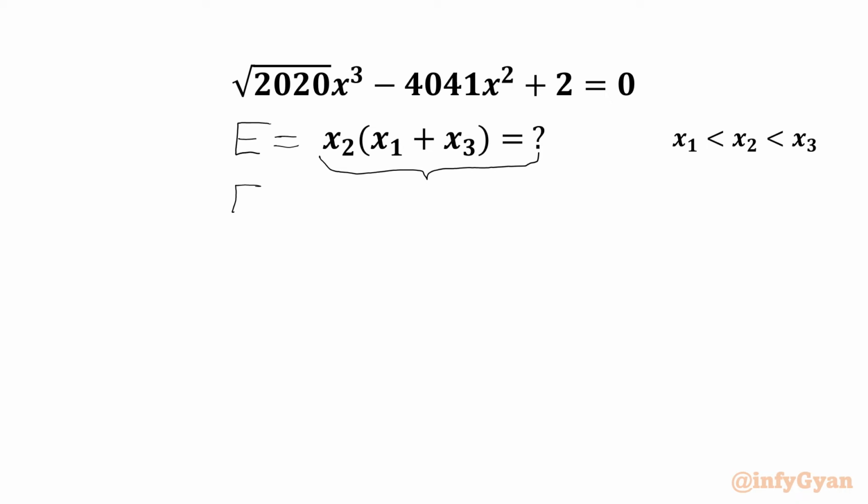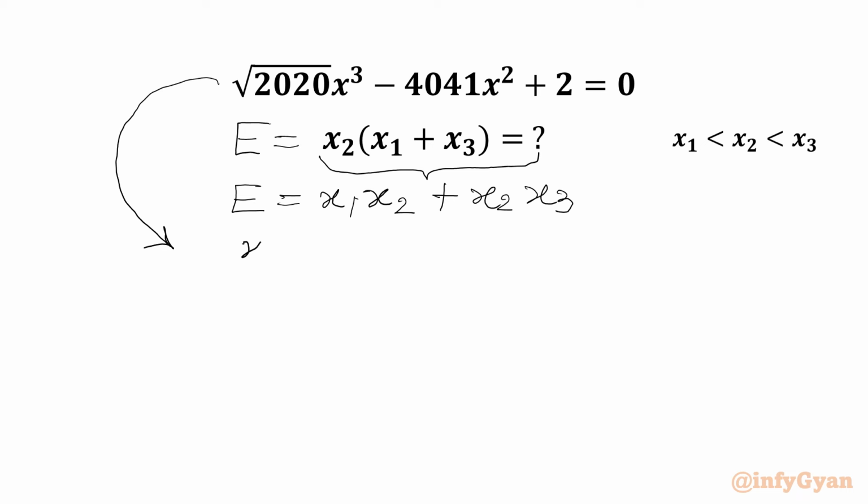So I can write E will be equal to x1 x2 or x2 x1 plus x2 x3. Now from this cubic equation, I will write the sum of roots, product of roots, and sum of roots taken two at a time. So let me write the sum of roots first. I will write x1 plus x2 plus x3, using Vieta's method.